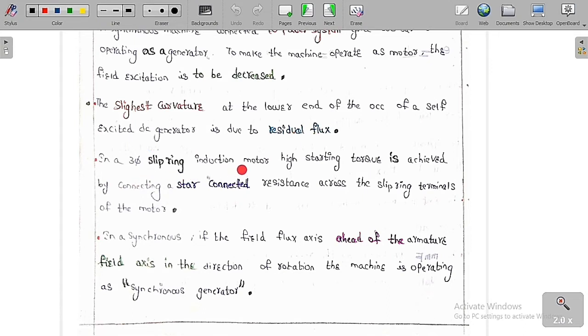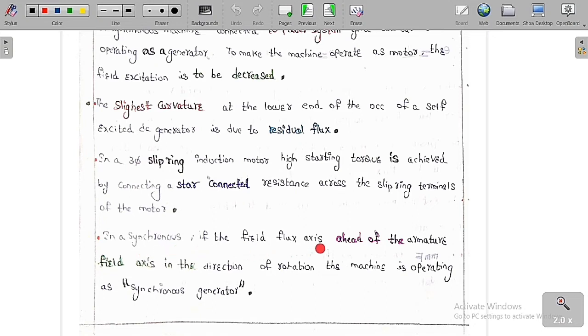In a three-phase slip ring induction motor, high starting torque is achieved by connecting a star-connected resistance across the slip ring terminals of the motor. I have already told you, the starting torque is directly proportional to rotor resistance. As the rotor resistance increases, the starting torque increases. So this is possible only in the case of a slip ring induction motor. We can connect the external star-connected resistance to the rotor terminals with the help of slip rings. I have already shown this in the graphs also.